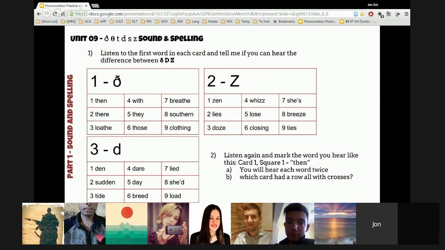So, for example, if I say then, with, and breathe, then there would be marks all the way across card 1, and if we were playing a game of, in America we call it tic-tac-toe, you'd have X's all the way across there, and that card, you would win the game if you got it. So you're going to tell me which card is the first to get marks all the way across, and which is the last. Okay?